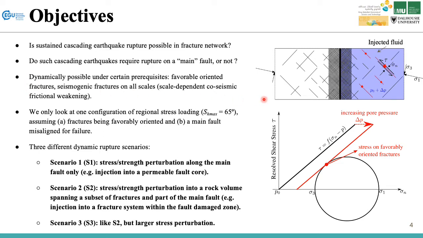The schematic map view of how a cascading earthquake can potentially occur on a favorably oriented fracture network can be seen from the figure on the right. The thick black line represents the main fault plane, the dense intersecting lines illustrate the fault damage zone, and the thin lines denote the fractures. Sigma 1 is the maximum horizontal stress loading, and sigma 3 is the least horizontal stress loading.